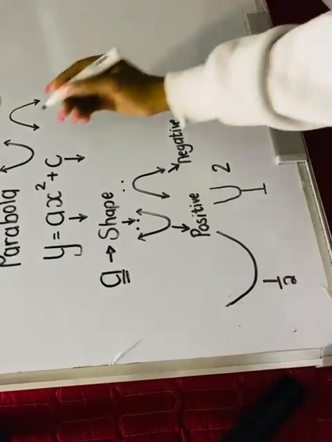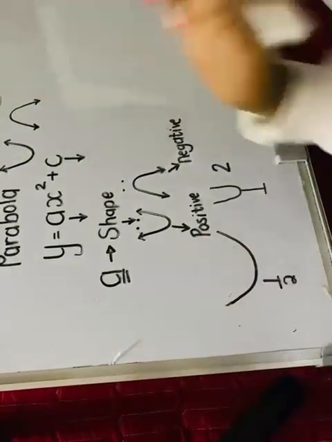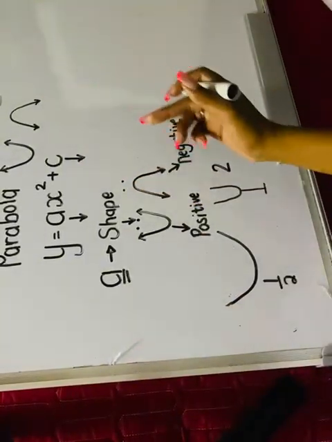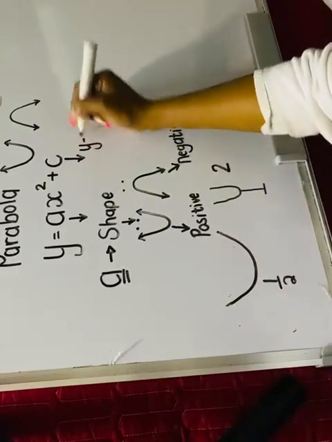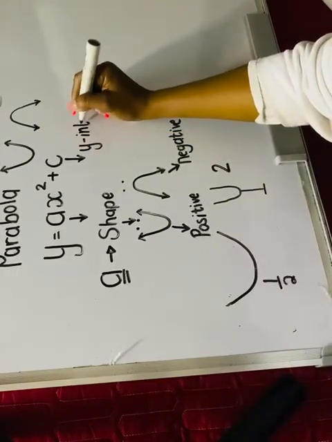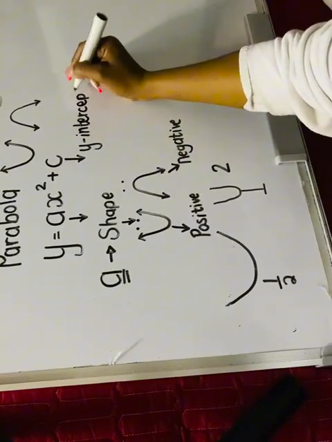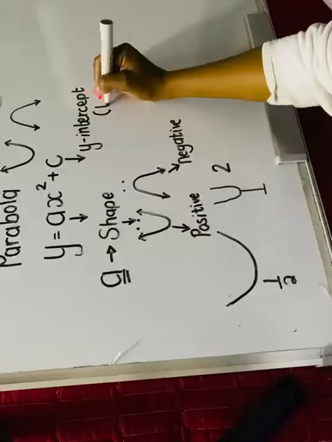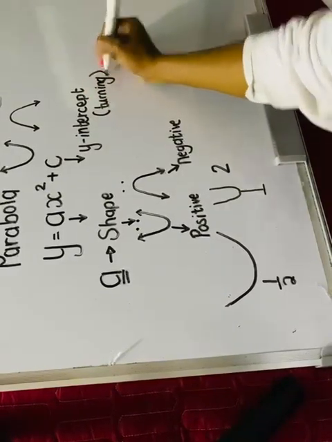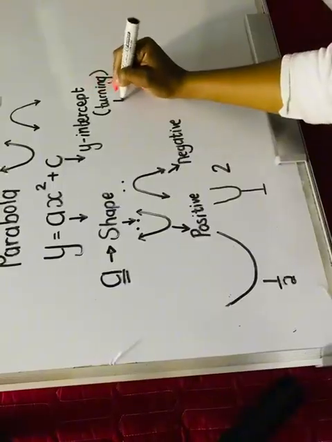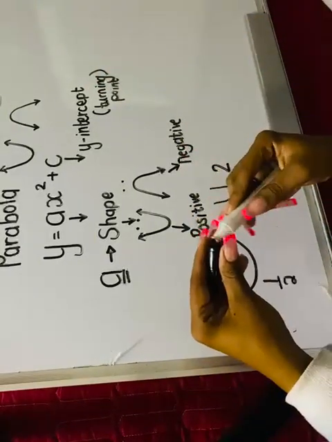So let's talk about this letter right here, which is c. With the straight line, we said that c would be the y-intercept. Even with the parabola, it's also the y-intercept, but the y-intercept of the turning point. So the y-intercept of the turning point. And I will show you what I mean. You guys, I say the right things and I write the wrong things.